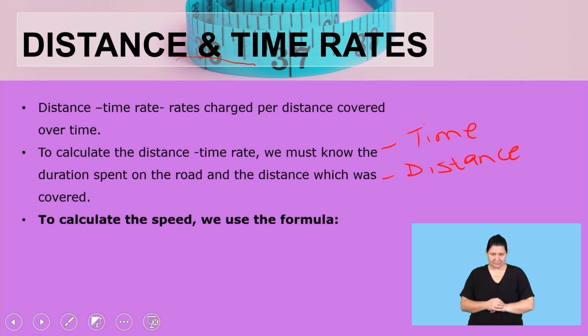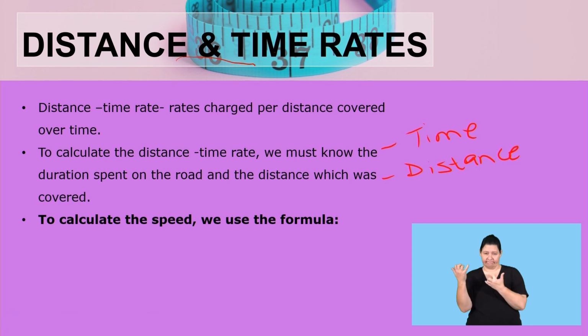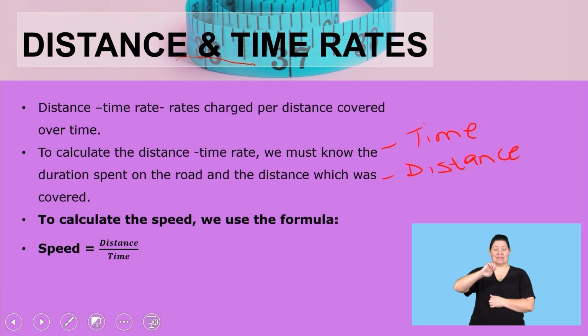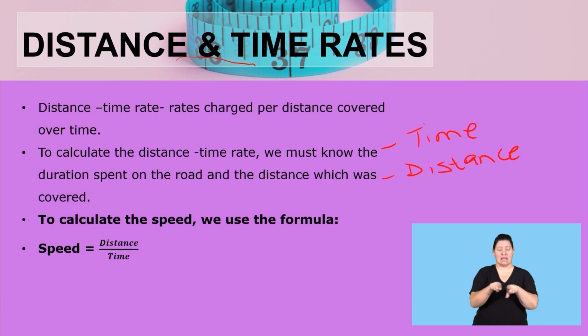Now, to calculate this rate, we will be calculating the speed. To help you work with this with ease, we say speed equals distance divided by the time. This is the formula that you will be using as we calculate. But this formula will always be given to you so that you don't have to worry and you don't have to memorize it.